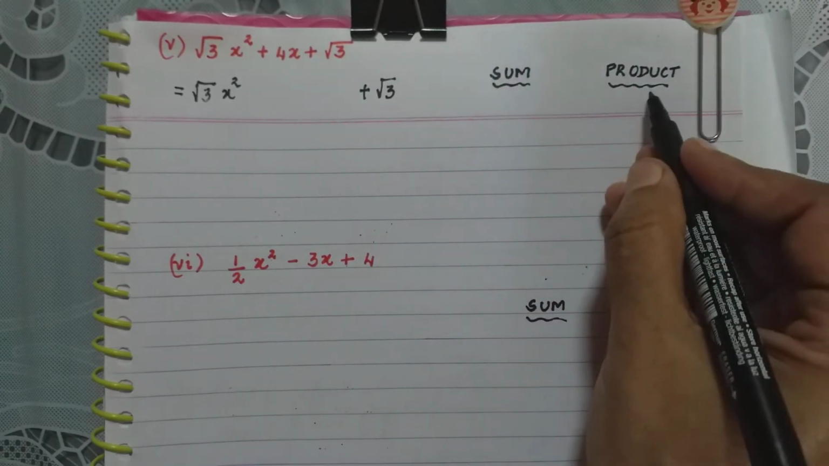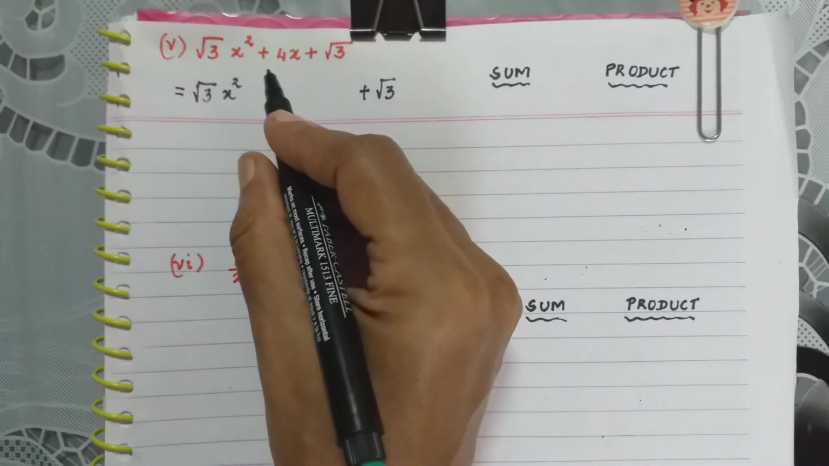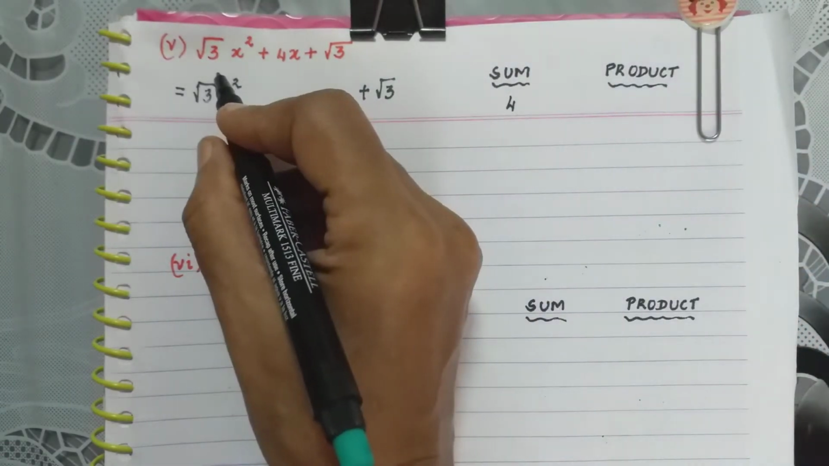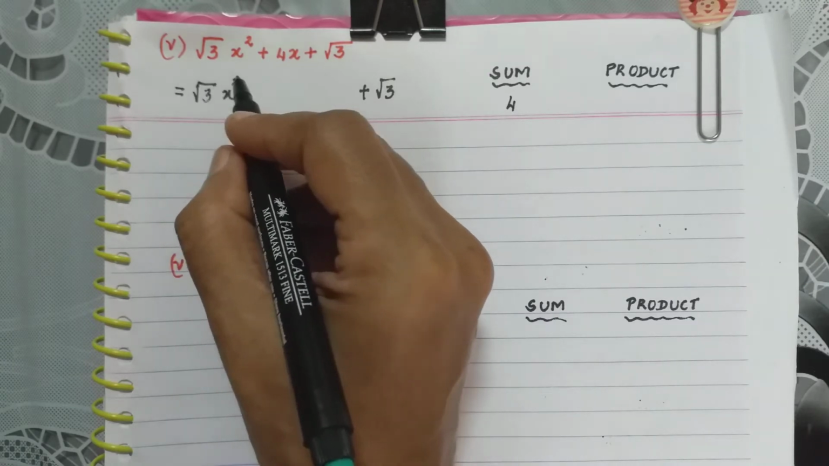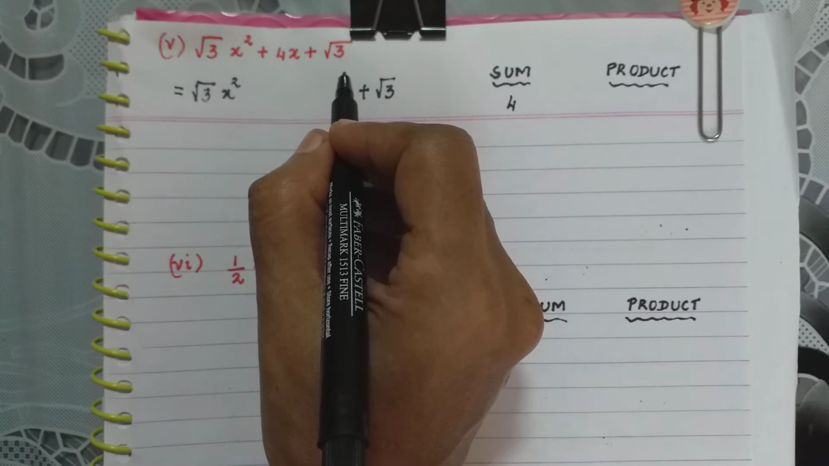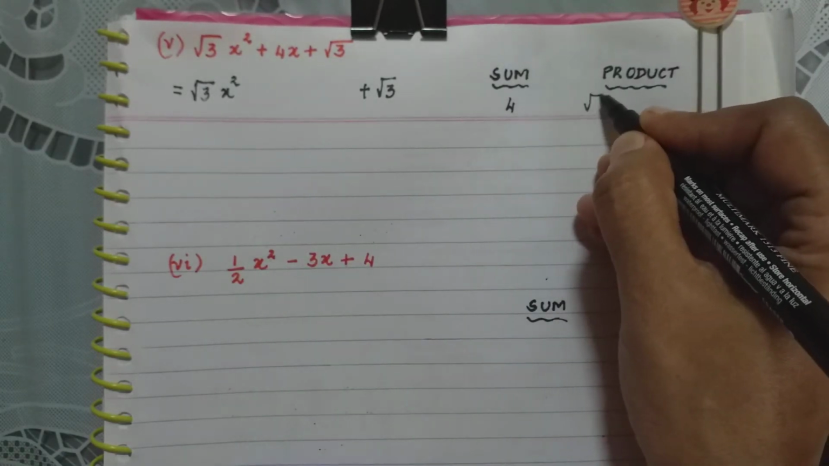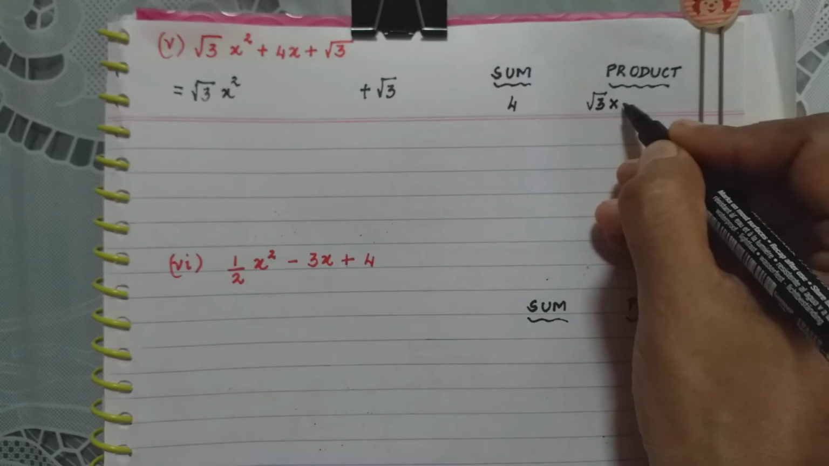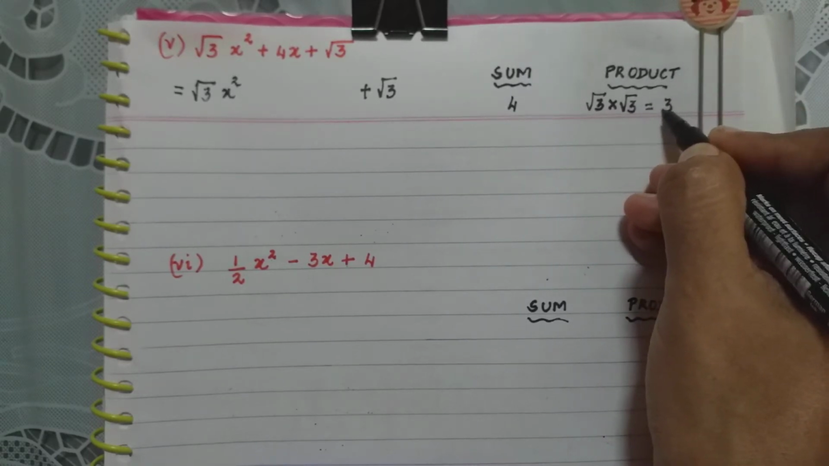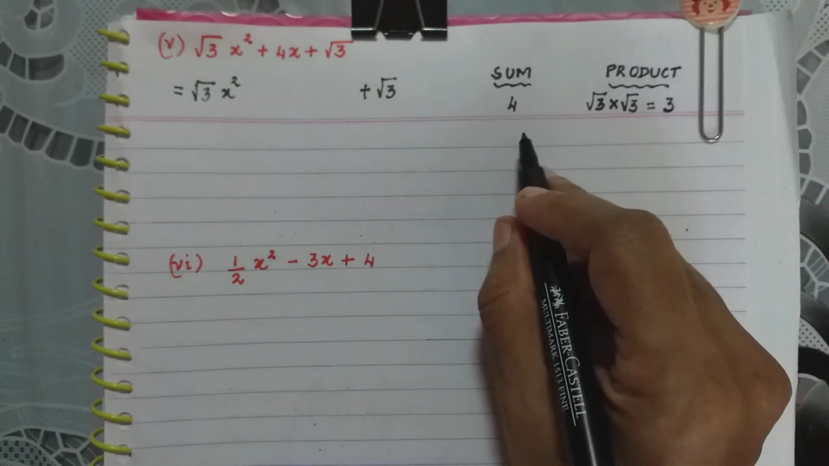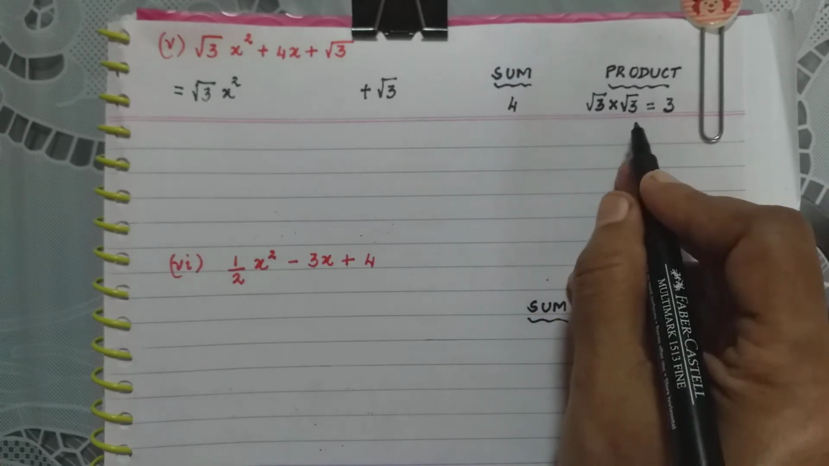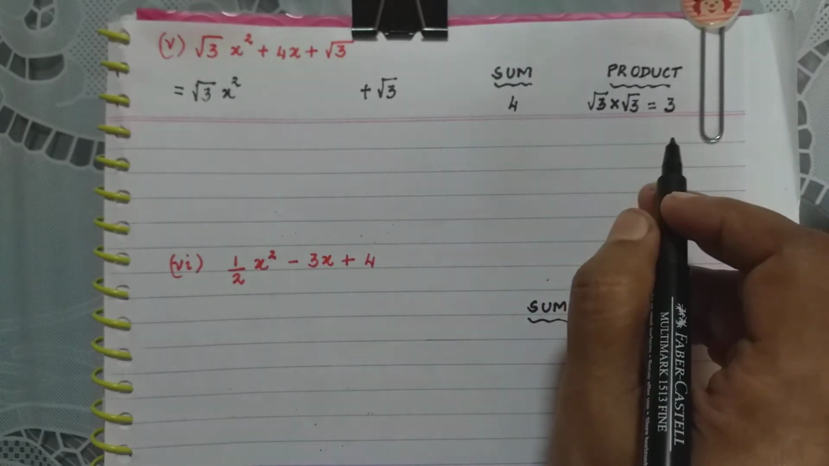Now we have to write the sum and the product. The sum is the coefficient of the x term, which is 4. The product is the product of the coefficient of the x² term and the constant term, that is √3 into √3, which is equal to nothing but 3. Okay, so we have the sum as 4 and product is 3. I think all of you remember √3 into √3 is 3. We have done it in surds also.